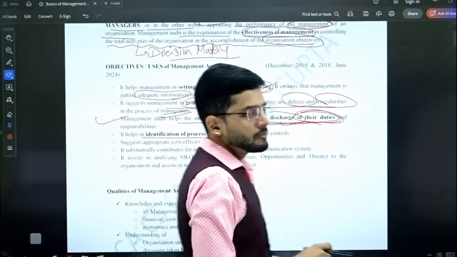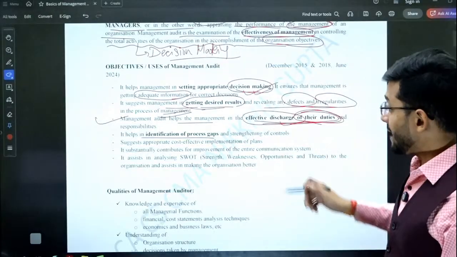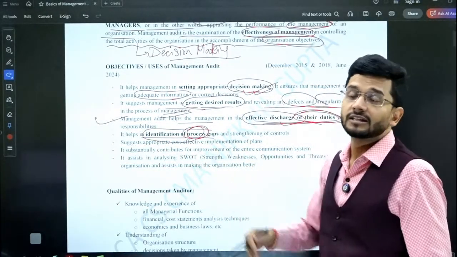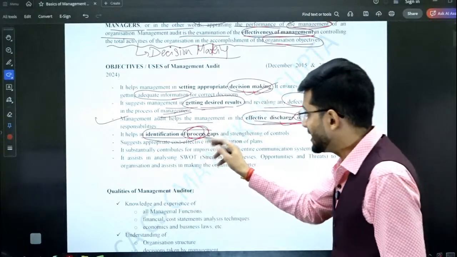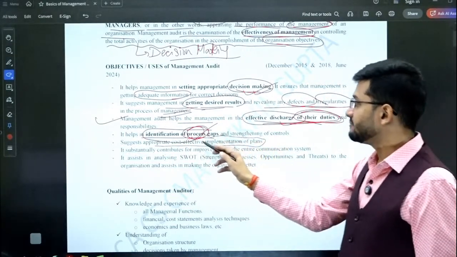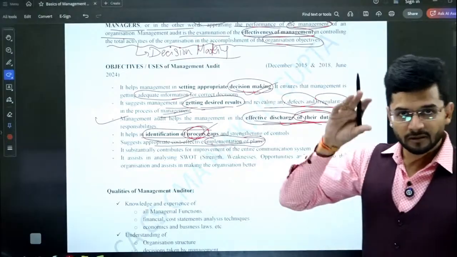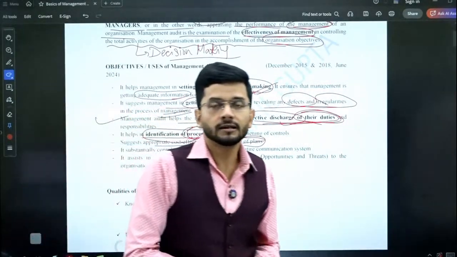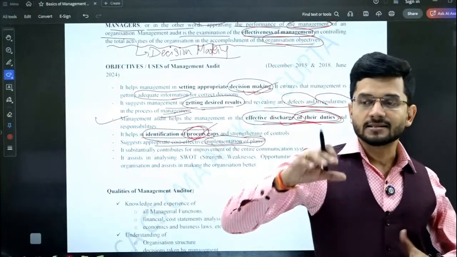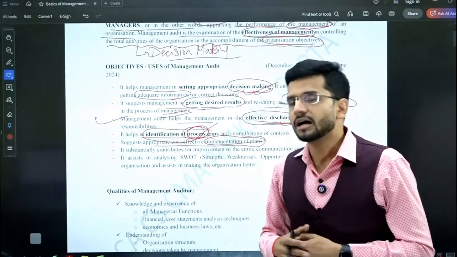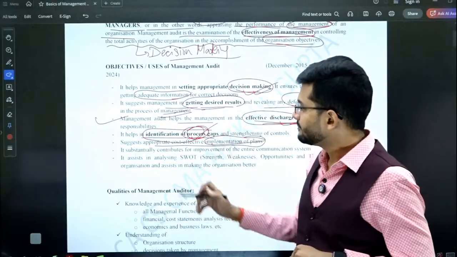It helps in identification of process gaps. Wherever we feel that processes are lacking, wherever we feel that processes are not up to the mark, we highlight that by way of management audit. It suggests appropriate cost-effective implementation of plans, that is, how to implement a plan in a perfect way. This is also suggested in management audit. If plans are being made but they are not getting executed properly, that's also highlighted in the management audit report.